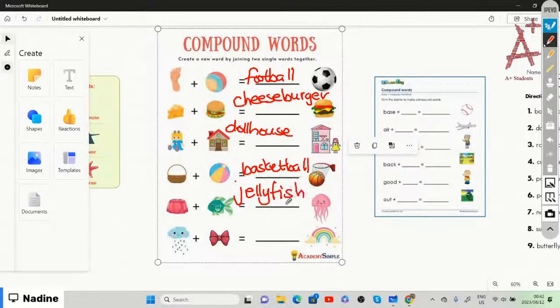Jellyfish. And then we have rain. It's raining because we have a cloud, and the rain is coming from the clouds, plus a bow, a beautiful bow, and we call that a rainbow. So these are compound words, and we created them by putting two pictures together to make one word. So that is compound words.